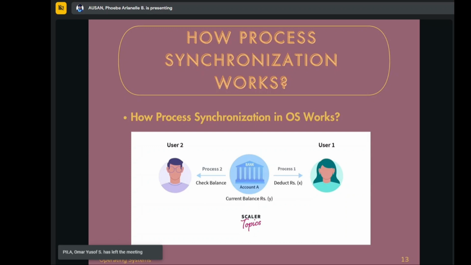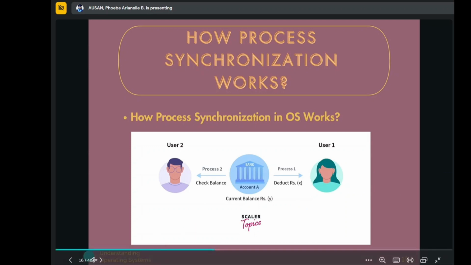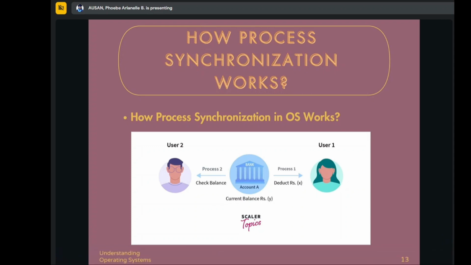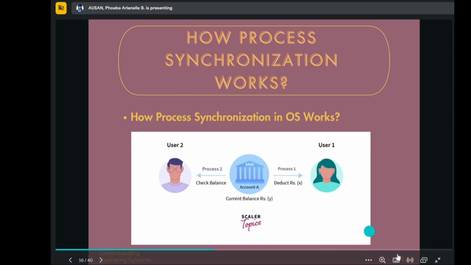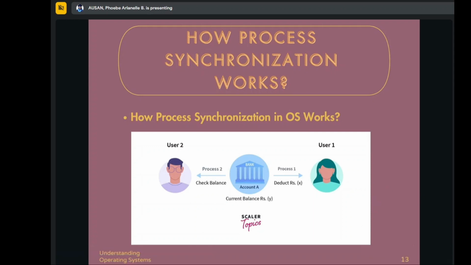This is the inconsistency of data. In the image presented on the screen, if process 1 and process 2 happen at the same time, user 1 will get the wrong account balance, because while process 1 is being transacted, the balance read is still X. So the inconsistency of data can occur when various processes share a common resource in a system, which is why we need process synchronization in the operating system. Next slide, please.